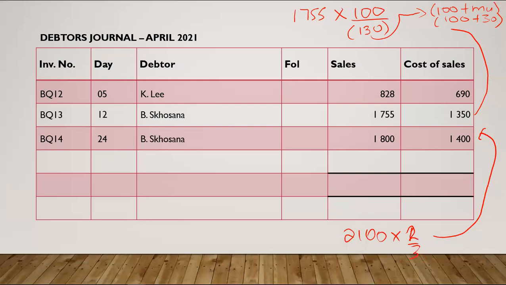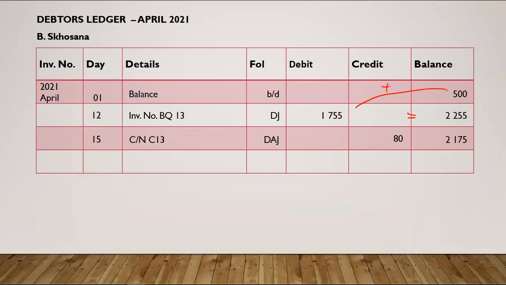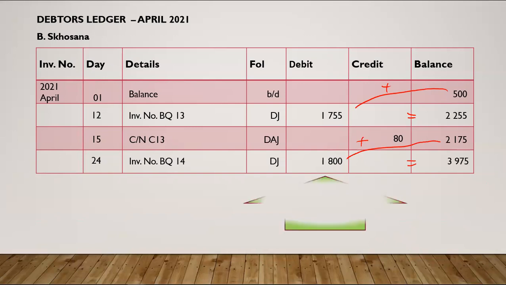Secondly, whenever it goes to DJ, it also affects your debtors ledger. In this case, it affects the debtors ledger of Biscosana. We will have 24. Invoice will be BQ14. It is DJ, so it will be recorded on the debit side, which is 1,800. You're going to add it with the 2,175. It will give you a new balance, and new balance will be 3,975.